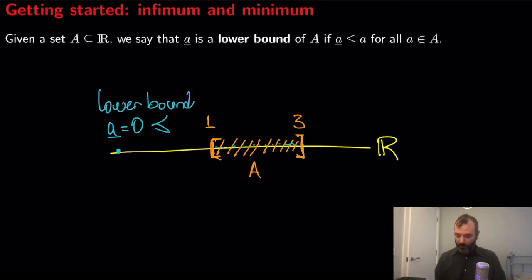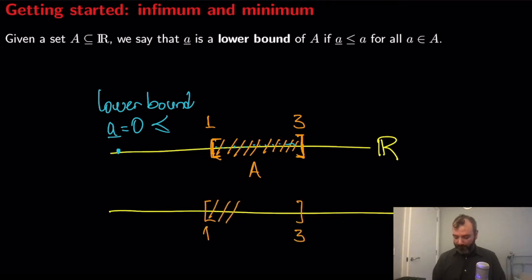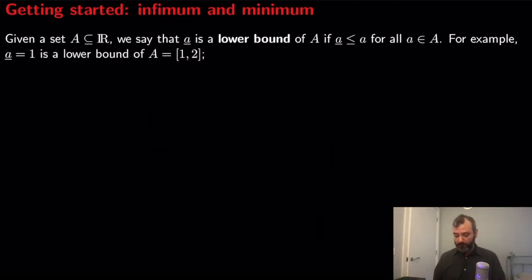Easy as that. Of course, a set doesn't have a unique lower bound. This particular set doesn't have only a single lower bound because 0 is a lower bound, 0.5 is a lower bound, 0.9 is a lower bound. There are many, or there might be none.